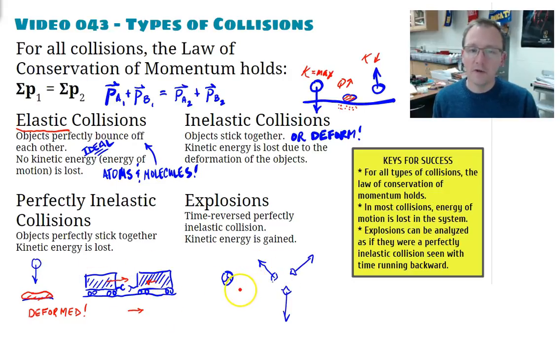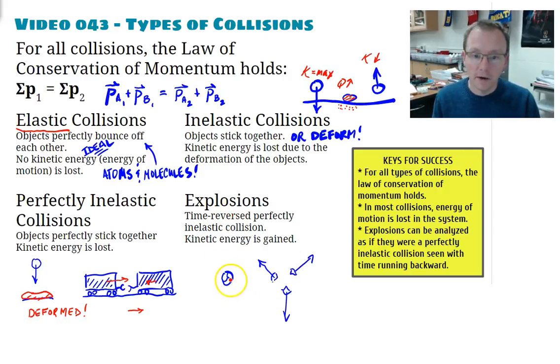Last but not least, we have explosions, and there's a reason why I put explosions next to perfectly inelastic collisions, because a perfectly inelastic collision is like time running forward. The movie is running forward to show you how things come together to form one object. An explosion is when time is running backward, so when one object becomes multiple objects.